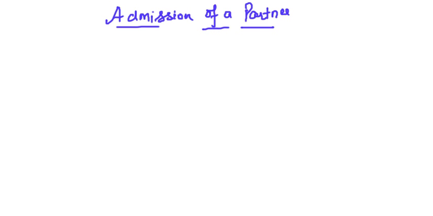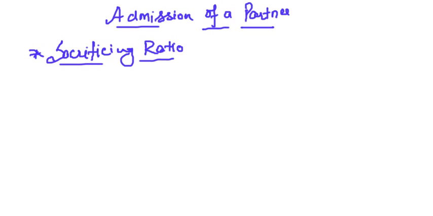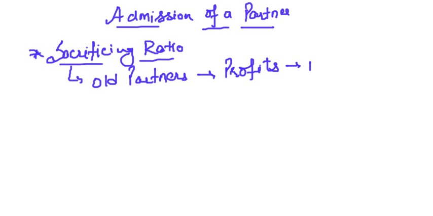Hello friends, we were discussing admission of a partner, right? And in the last lecture, we discussed sacrificing ratio. What is a sacrificing ratio? It is the ratio in which the old partners sacrifice some part of the share in favor of a new partner, right? So there are old partners, they sacrifice profits in favor of the new partner. Clear? So this is the sacrificing ratio.